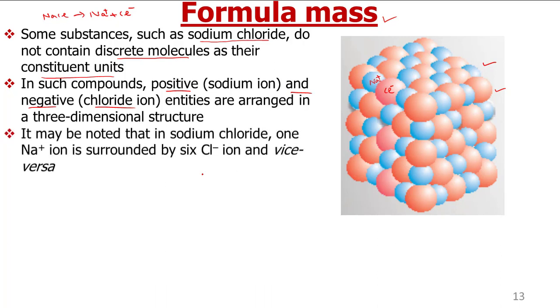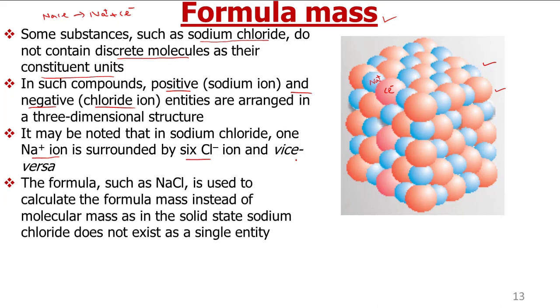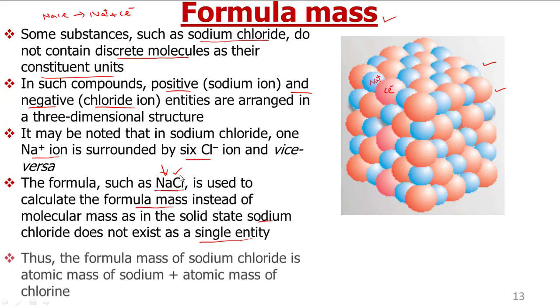So from the structure, one Na positive ion is surrounded by 6 Cl negative ions, and similarly one Cl negative ion is surrounded by 6 Na positive ions. So we don't have a discrete molecule like NaCl. So for such compounds, we just look at their formula. So the formula for sodium chloride is NaCl. This is used to calculate the molecular mass, as in the solid state sodium chloride does not exist as a single entity. So we calculate the molecular mass from this formula NaCl. That's why it is called formula mass.